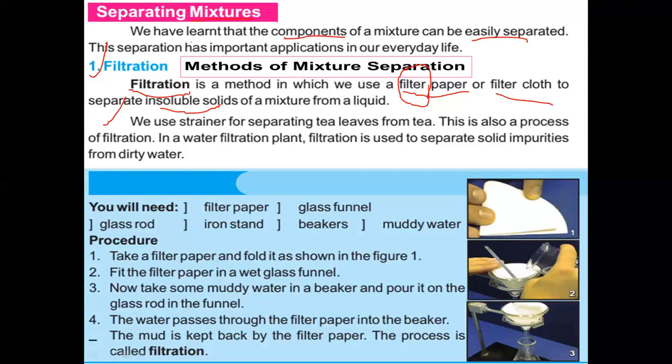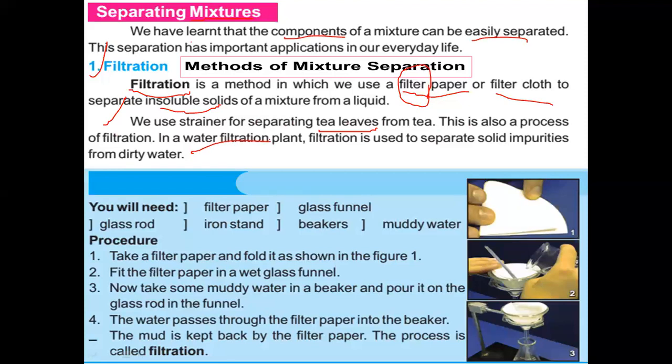An example in our daily life is when we strain our tea and the tea leaves are left on the strainer. The tea leaves do not dissolve, they just leave their blackish and brownish color in the tea. The leaves don't dissolve properly in that water. This process is called filtration, that we are going to filter the tea.